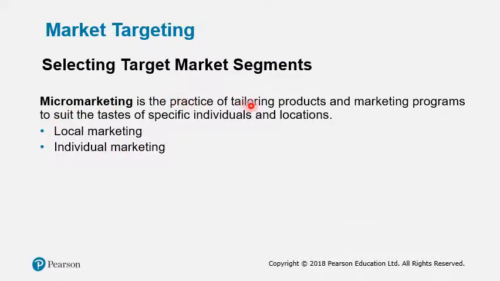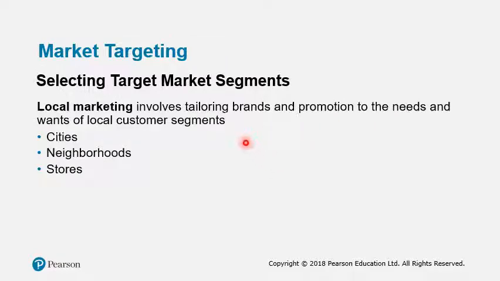Micro marketing is a practice of tailoring products and marketing programs to suit the taste of specific individuals and locations. So micro marketing is much narrower and more concentrated than the concentrated marketing just now. From the word micro, which is small, it can be done in two ways, which is local marketing or individual marketing. If you are using local marketing, it can involve tailoring the brands and also promotion to the needs and wants of the local customer segment. You can look at it by their cities, the neighborhood, or even the stores, or even the country itself.